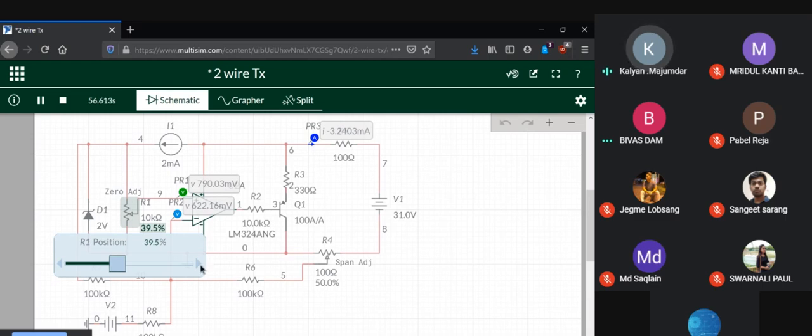I changed it from 0.3 to 0.4. Now look, if the input is 0 volts, a while ago it was 4 milliamperes, now it is 3.24 milliamperes. That means to get 4 milliamperes you need some positive voltage.